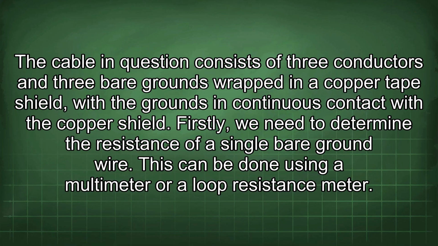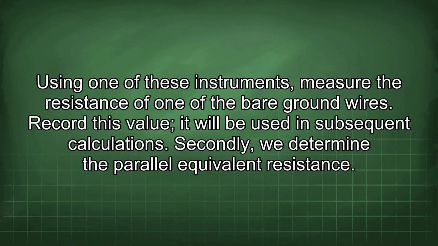Firstly, we need to determine the resistance of a single bare ground wire. This can be done using a multimeter or a loop resistance meter. Using one of these instruments, measure the resistance of one of the bare ground wires. Record this value, it will be used in subsequent calculations.